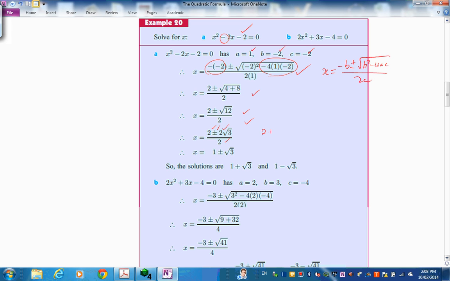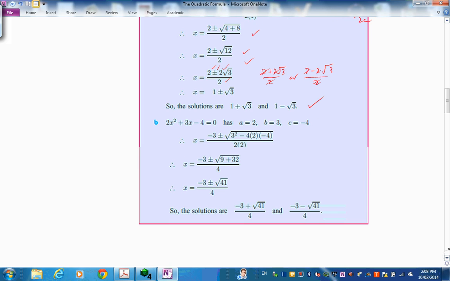Let's write it down. They haven't shown this. Or 2 take 2 root 3 on 2. And you can cancel that. 1 plus root 3 on 2 or 1 take root 3 on 2. Again, you've got square roots in there because this one was actually not factorisable.